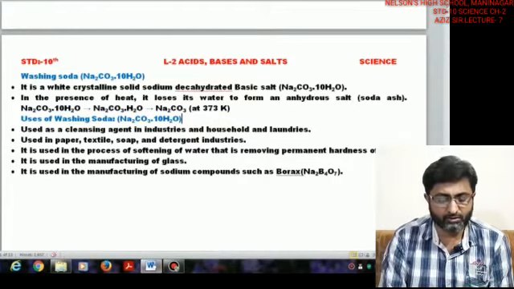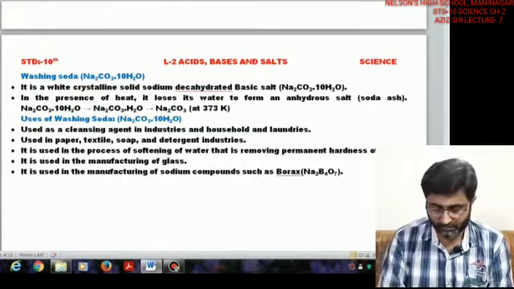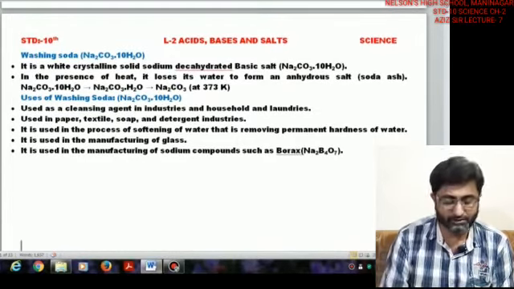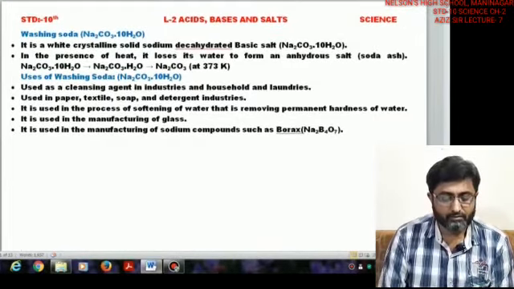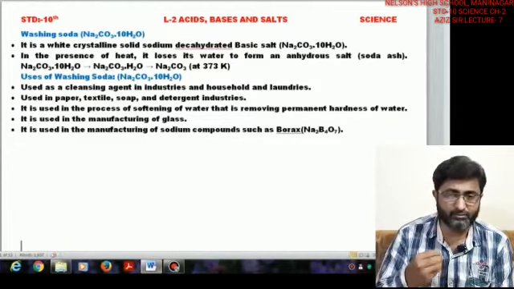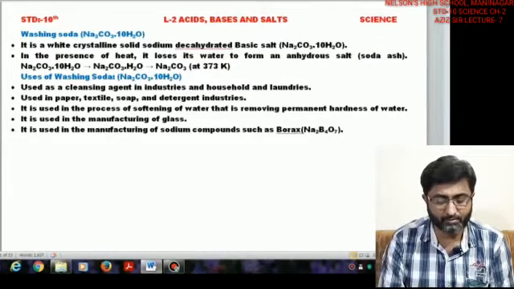Now what are the uses of this particular washing soda? As we know, it is used as a cleansing agent in industry, even for household purposes like soaps and detergents, known itself as washing soda. It is used in the paper industry, textile industry, they are all major industries used for everyday purposes.